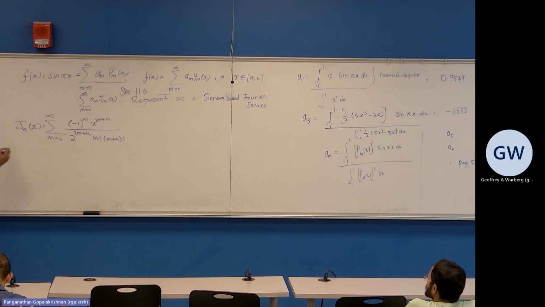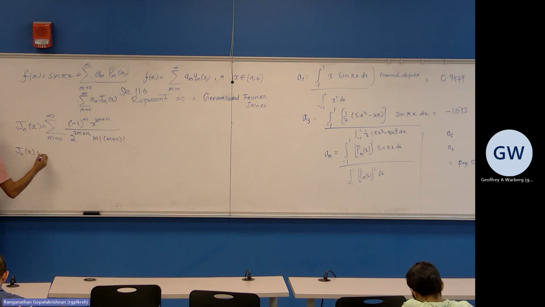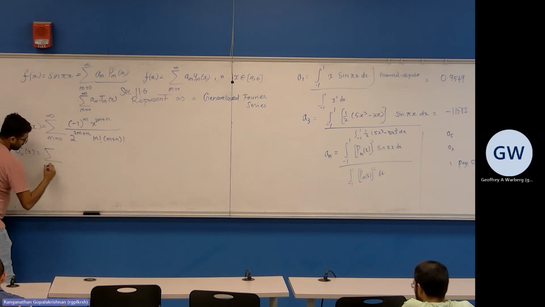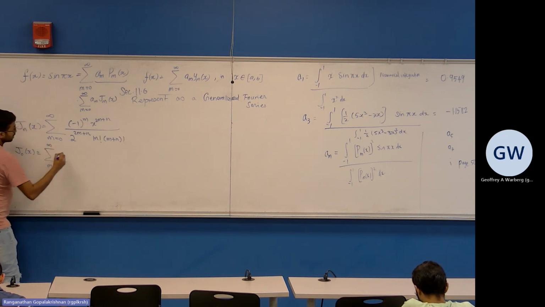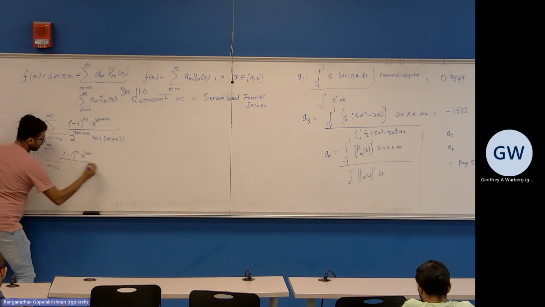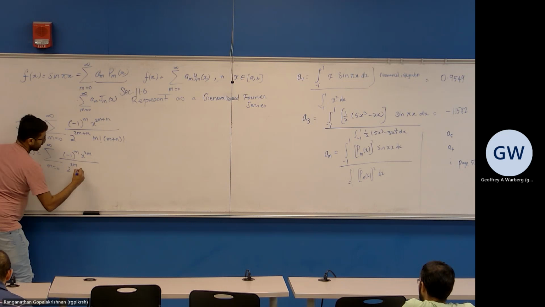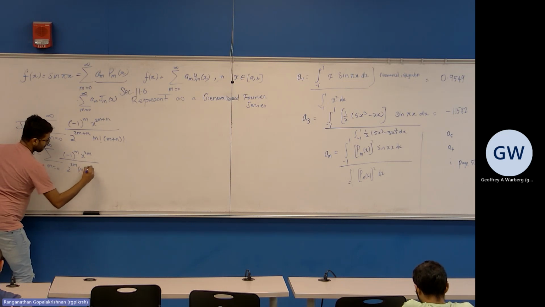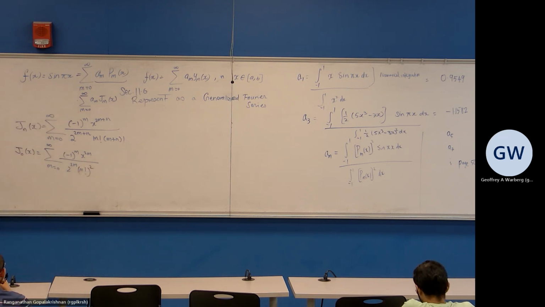So what are the properties of these functions? If you say J0 of x, that is the sum from m equals 0 to infinity of (-1)^m x^(2m) divided by 2^(2m) (m factorial) squared. What can you say about J naught? Even function, right? It's an observation that it's an even function.